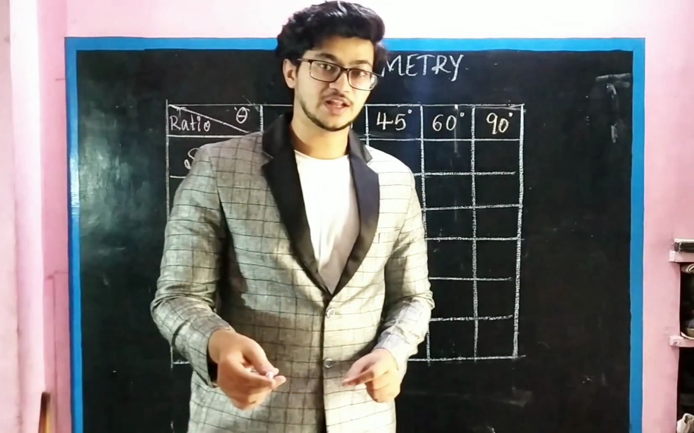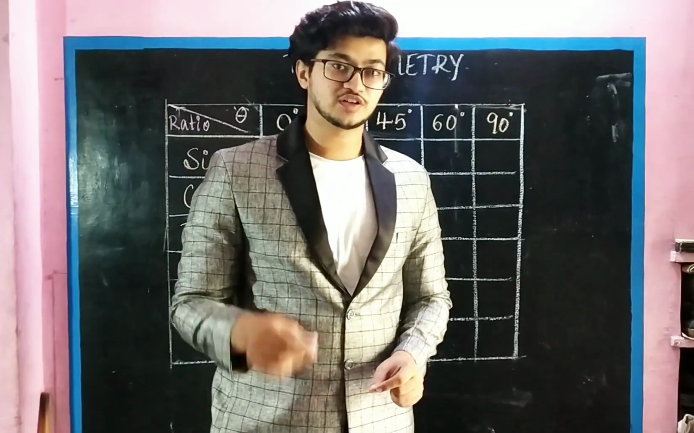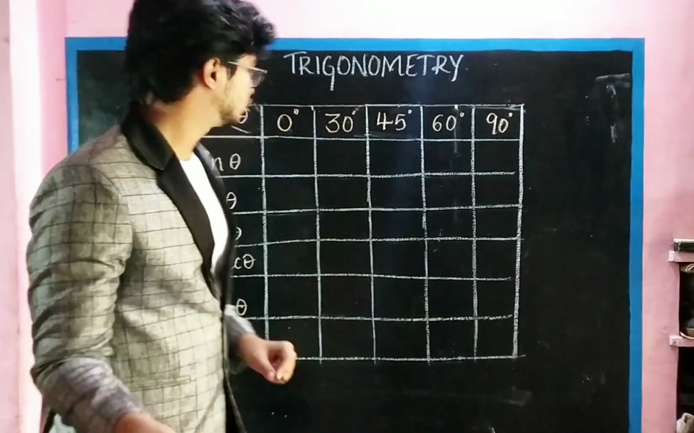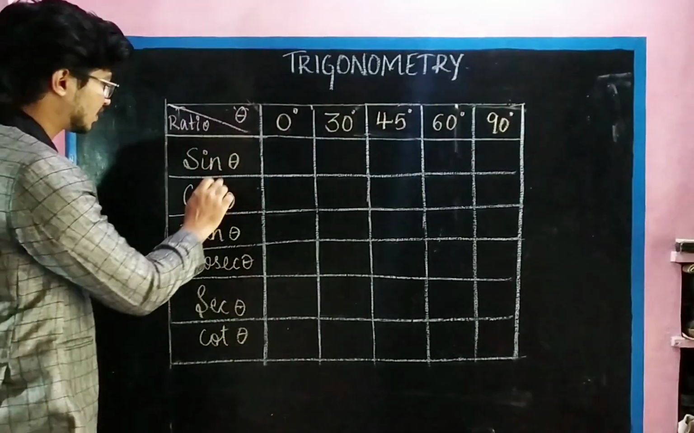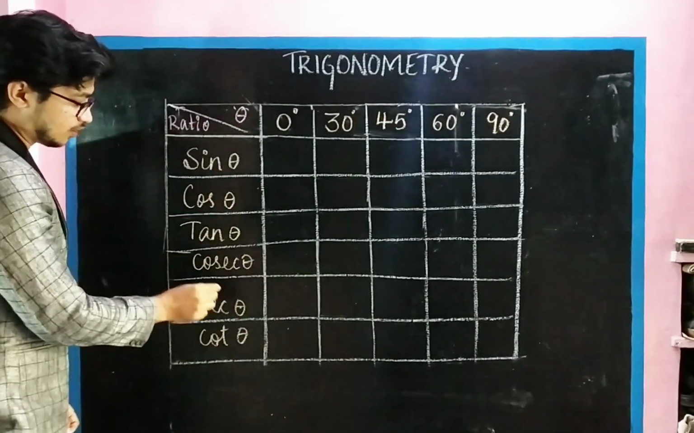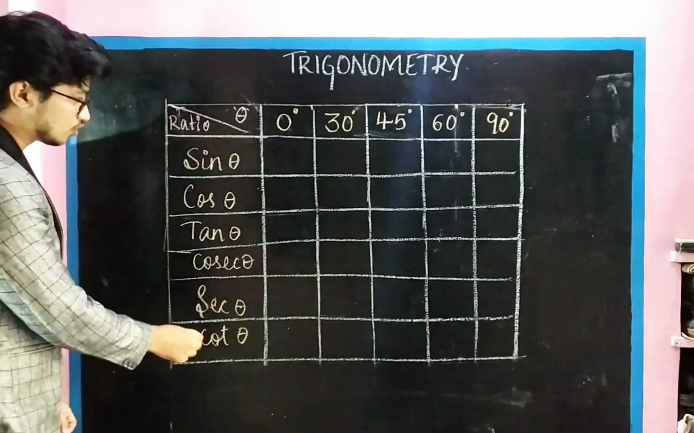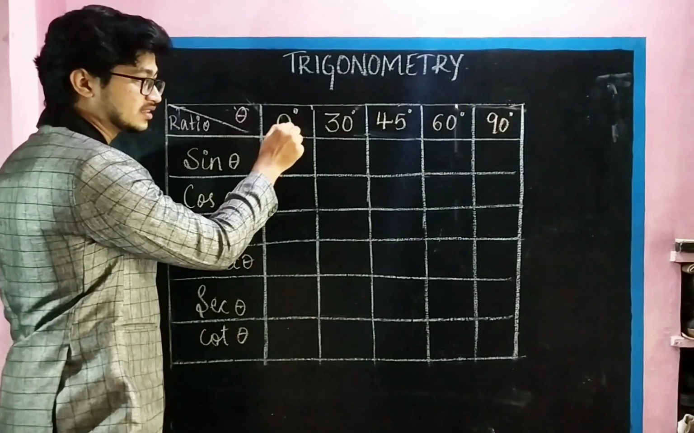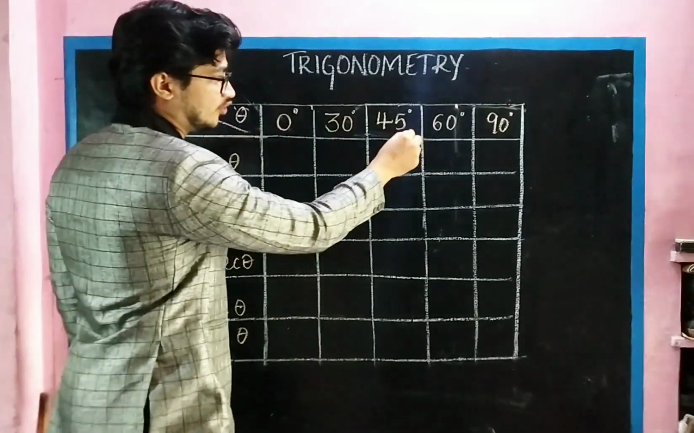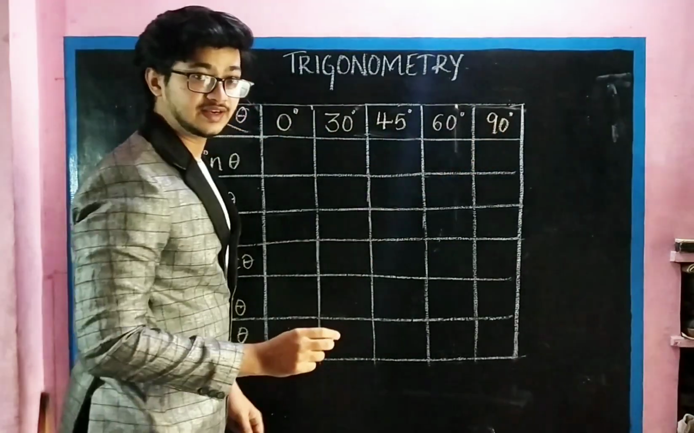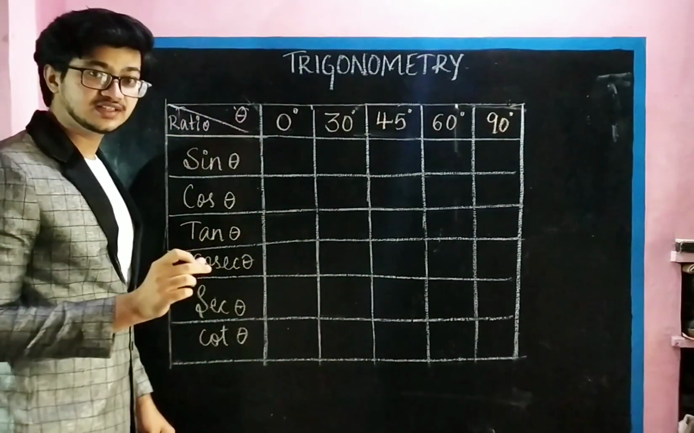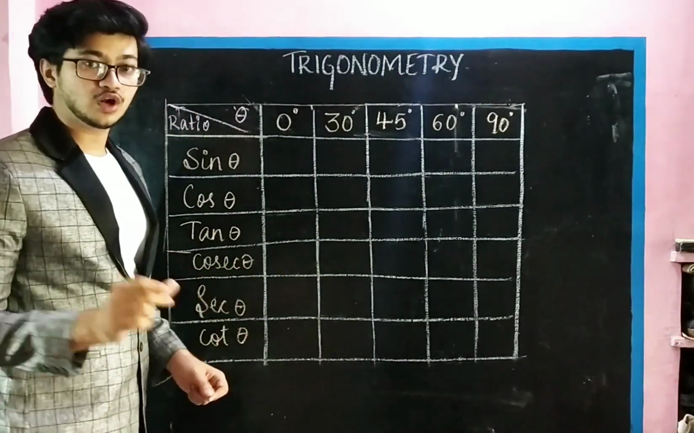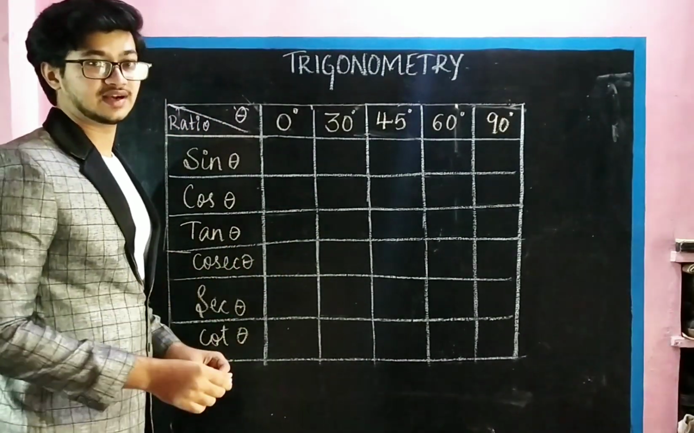Friends, now let me tell you how to find out the value of trigonometric ratio by using the table. So, write down the trigonometric ratios, sin theta, cos theta, tan theta, cosec theta, secant theta and cot theta. And in horizontal, write the angles 0 degree, 30 degree, 45 degree, 60 degree and 90 degree. It is a very easy way. You can write this in only 1 minute.